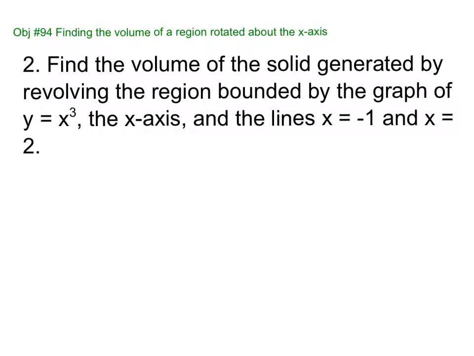All right. Find the volume of the solid generated by revolving the region bounded by the graph y equals x cubed, the x-axis, and the lines x equals -1 and x equals 2. So let's look at this picture. I have x cubed, right? We have x equals -1 and x equals 2. So here is our little region, and it's the x-axis. That black region is the thing that we're rotating.